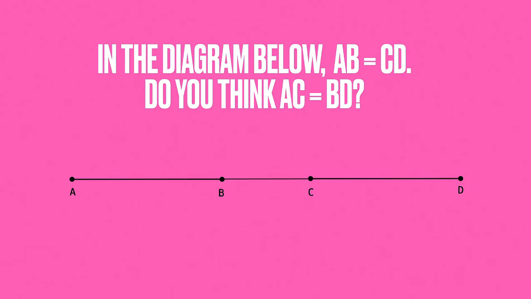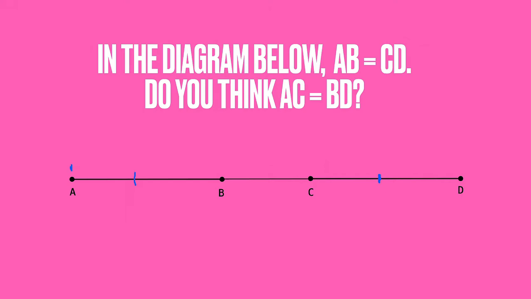So then that's going to move us into this next diagram. In this diagram below, segment AB is equal to CD. Those measures are the same. So AB is equal to CD. Those are congruent. We can mark them with one tick mark. I want you to think for a second. Do you think that AC is equal to BD?